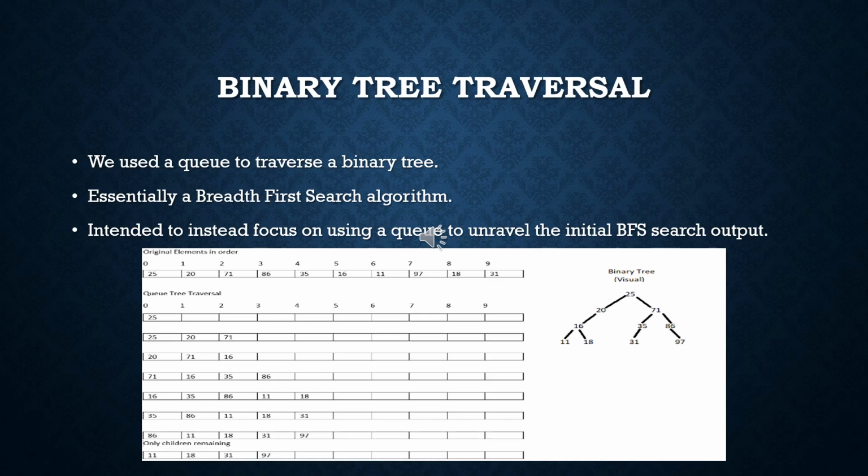Next, 20 was at the head of the queue, and so we grabbed its child, pushed it into the queue, then popped 20. That put 71 as the head of the queue, and so we grabbed 71's children, 35 and 86, and so on and so forth. This essentially came out to be a breadth-first search algorithm, which wasn't that useful. It's already been done before. So instead, we decided to refocus on trying to reconstruct the tree after the initial breadth-first search traversal. Next slide.